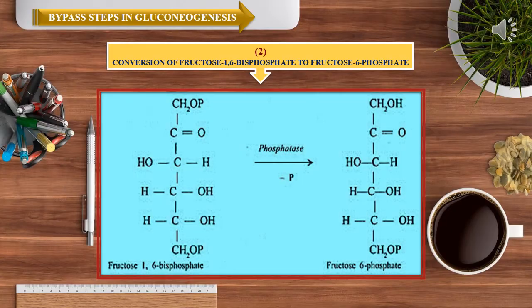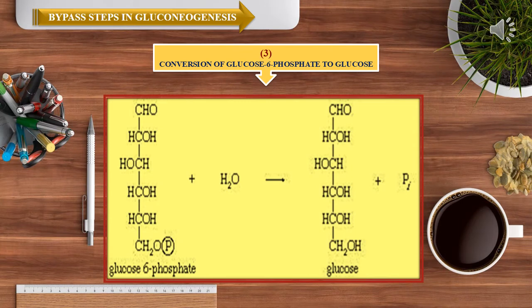Step 2 involves conversion of fructose 1,6 biphosphate to fructose 6 phosphate. Observe the reaction, how it is formed. Then the third step is conversion of glucose 6 phosphate to glucose. Finally, the end product of gluconeogenesis is the carbohydrate glucose. What is the starting material? Pyruvate, which is not a carbohydrate but a non-carbohydrate source. So from non-carbohydrate sources, the only pathway that synthesizes carbohydrates is gluconeogenesis.